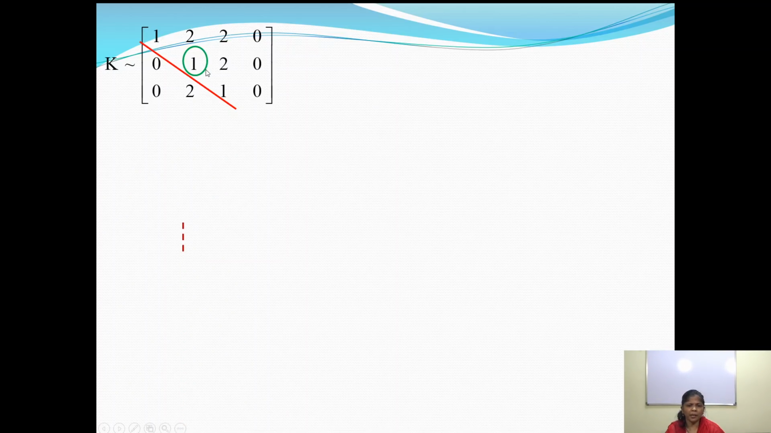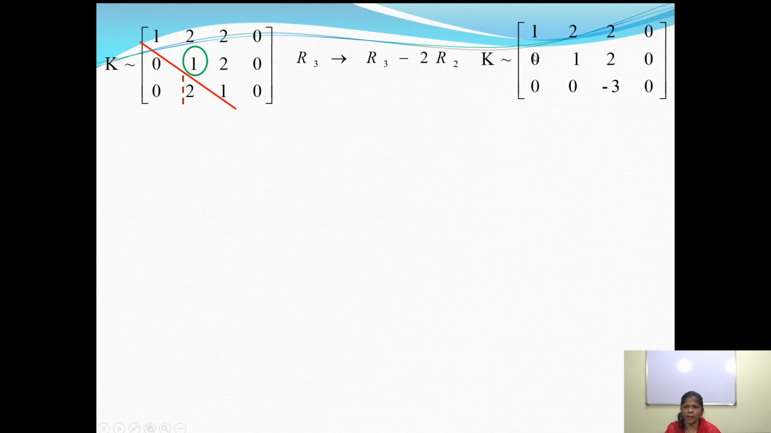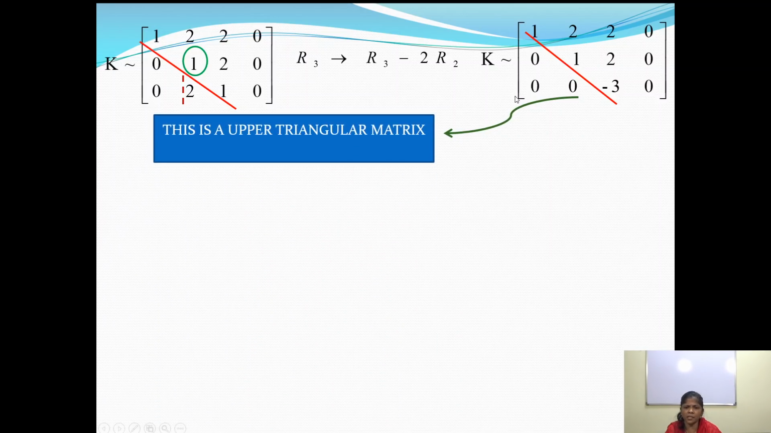What will be the operation? It will be R3 - 2R2, changes required in the third row. For this, from the third row we subtract 2 times the second row. So we get the matrix in this way. Now again identify diagonal elements. What we observe here is that all elements below the diagonal are 0. So this is nothing but the upper triangular matrix. So we have reached our first target, that is to reduce the augmented matrix into upper triangular form.